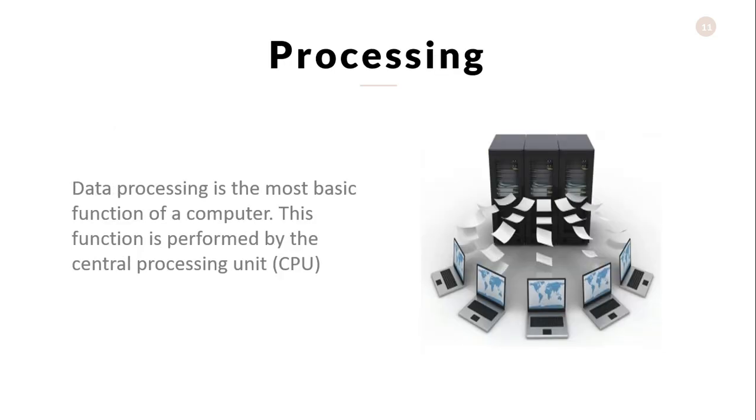Processing. Data processing is the most basic function of a computer. This function is performed by the Central Processing Unit or CPU, which consists of electronic circuits that can read and execute code instructions to perform a wide range of tasks, from performing complex mathematical calculations to sorting the entries in a database.